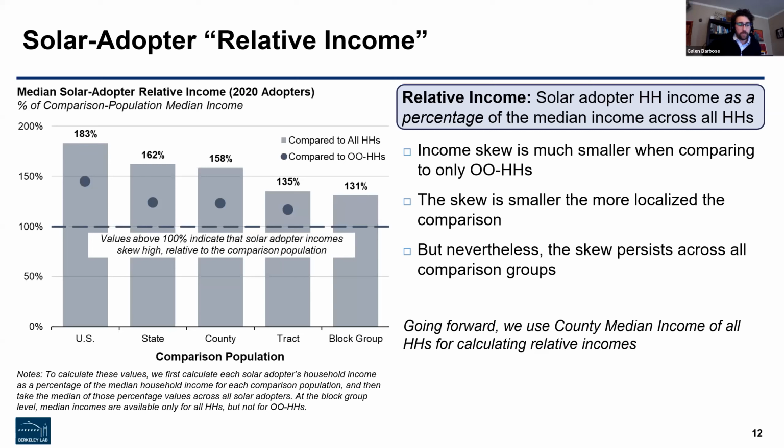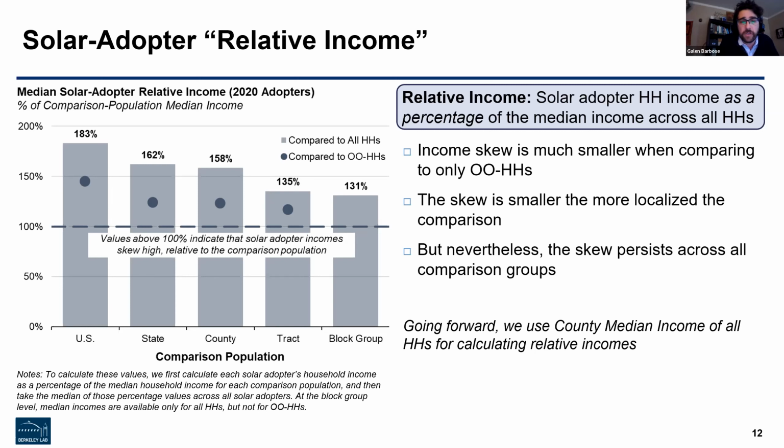So one way that we control for some of these locational, regional differences in income levels is through what we call our relative income metric. And relative income is just the ratio of solar adopter income to the median income of all households. And we can make this comparison at different geographical scales. And we can also compare to all households or just to owner-occupied households. And we do both of those things here.